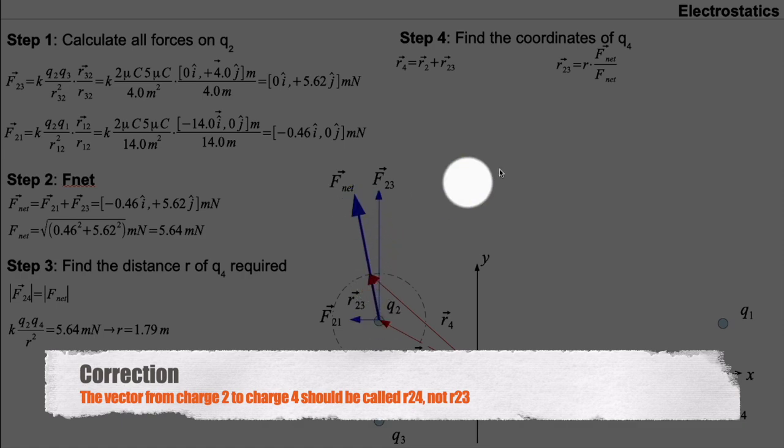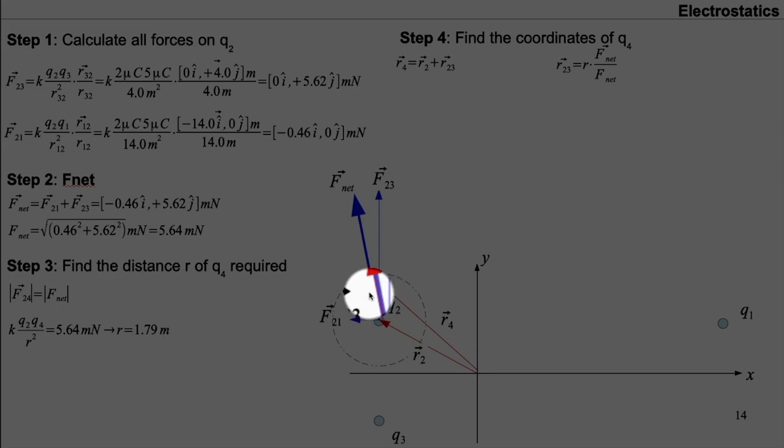How do we get the direction of Fnet? Well, we create a unit vector. We take the vector Fnet and divide it by its own length. So we have a vector of length 1 pointing along the direction of Fnet. So if I multiply that with any given distance, I will get a vector with that length in that direction.